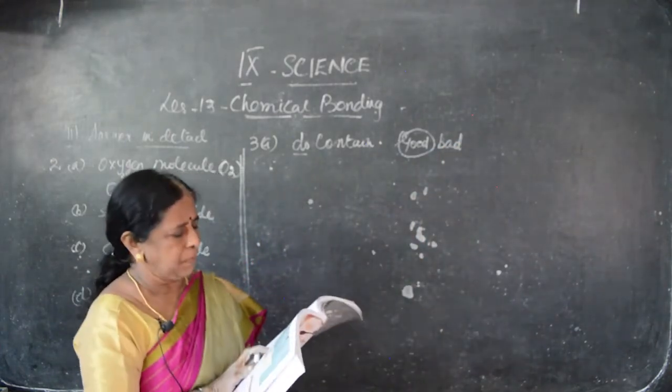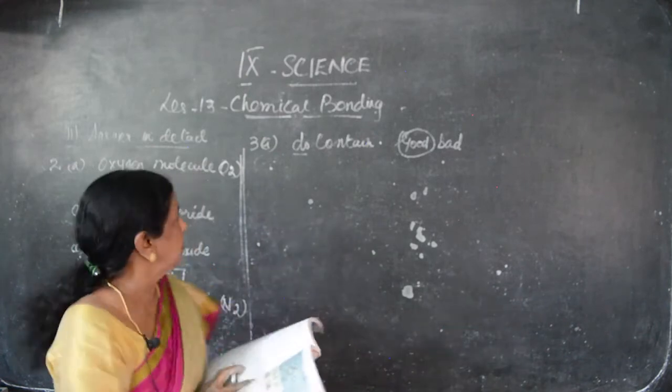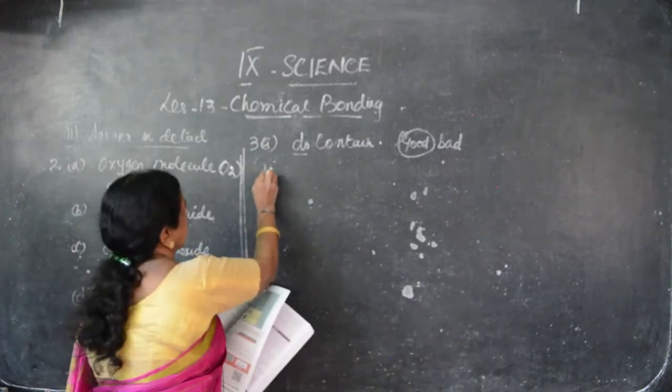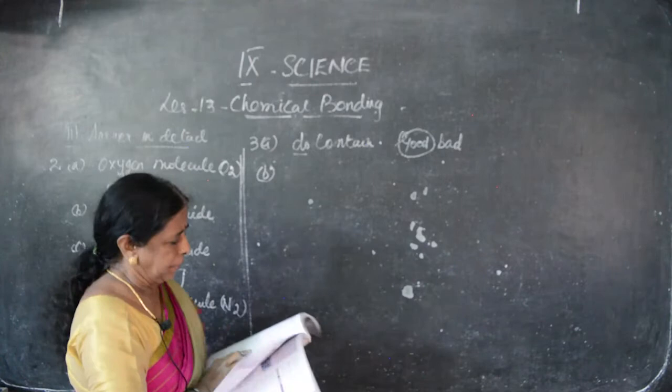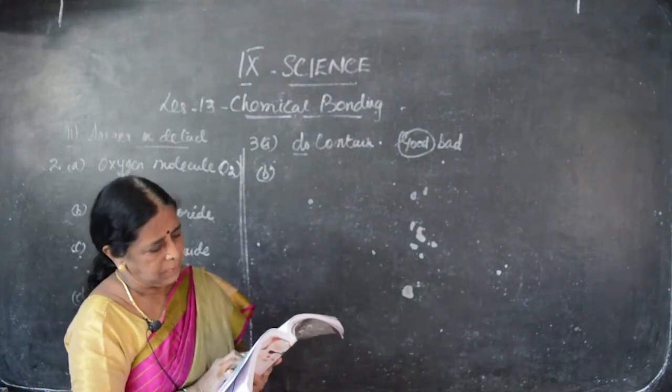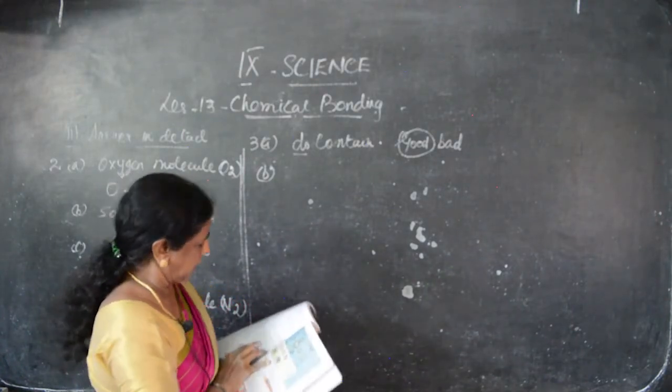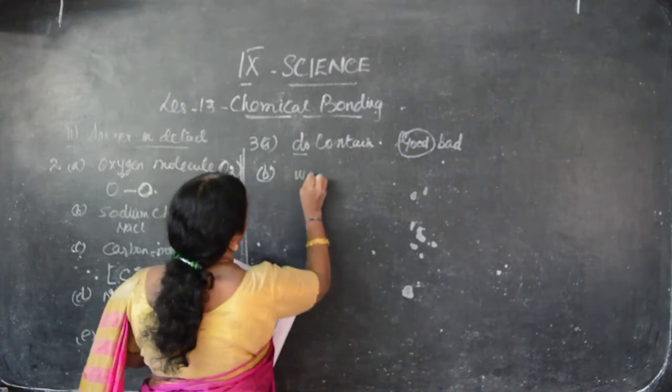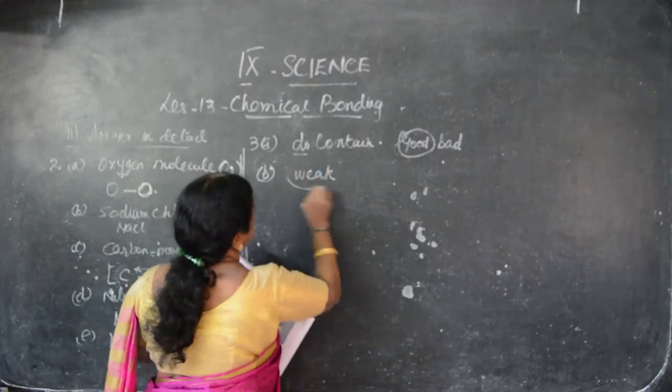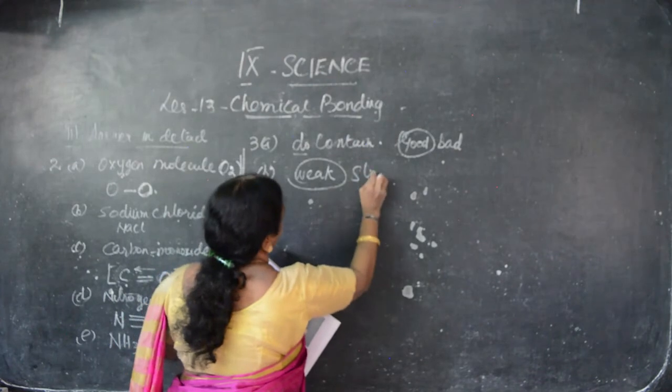Bad conductors of electricity. Clear? Next one. Ionic bond is weak bond when compared to hydrogen bond. So in the place of weak, which is wrong, you have to write strong.